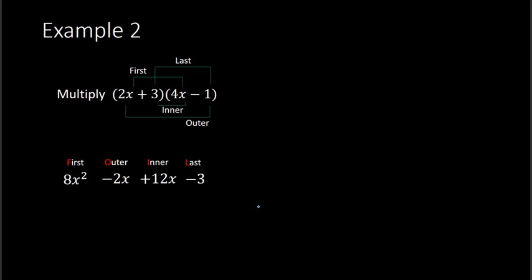So the objective is to do that in your head, and then also in your head combine the 12 and the negative 2 to get 10. So my final answer would be 8x squared plus 10x minus 3. Now to finish off, I'd like to go over a few definitions. So if you are given a trinomial, the trinomial is, in this case, 2x squared plus 3x minus 4.